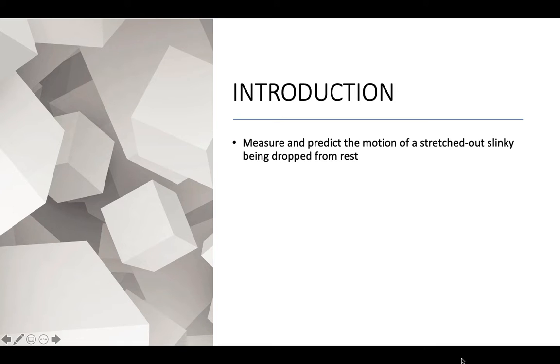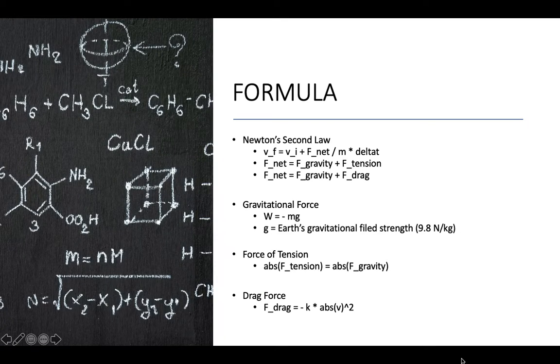We need to use knowledge of Newton's second law and other physics principles to estimate the Slinky's position at different times. We need to use the formula of Newton's second law. So there are two different situations. In the first situation, the net force is equal to the gravitational force plus the tension force. And in the second situation, the net force is equal to the gravity force plus the drag force.